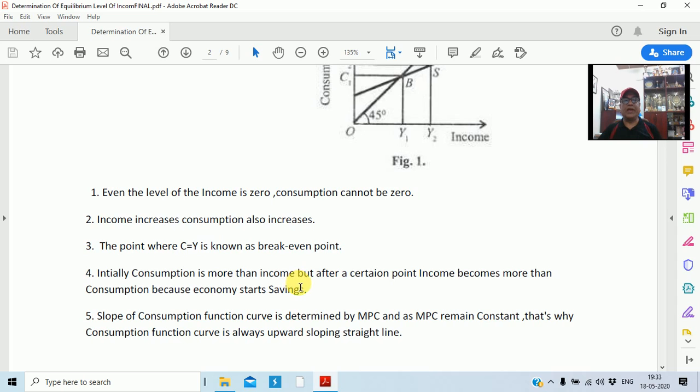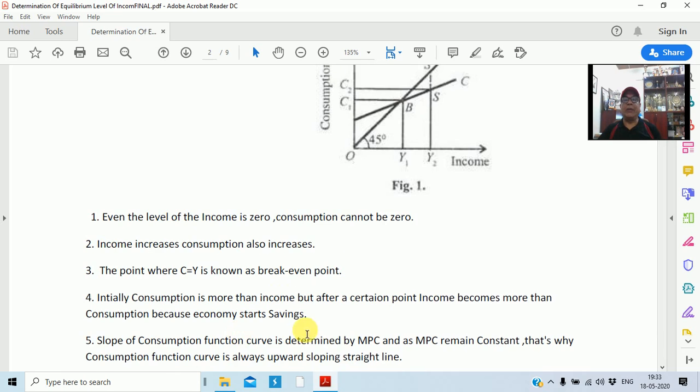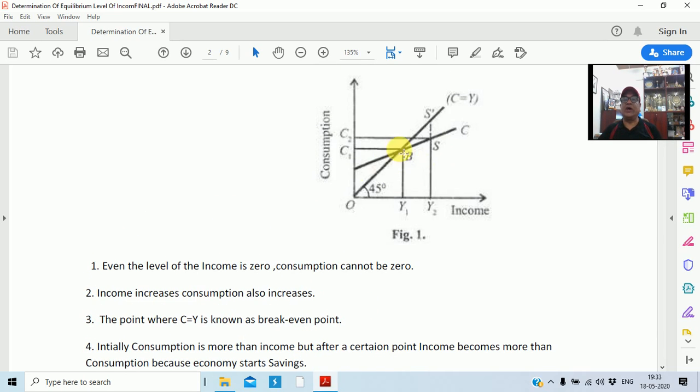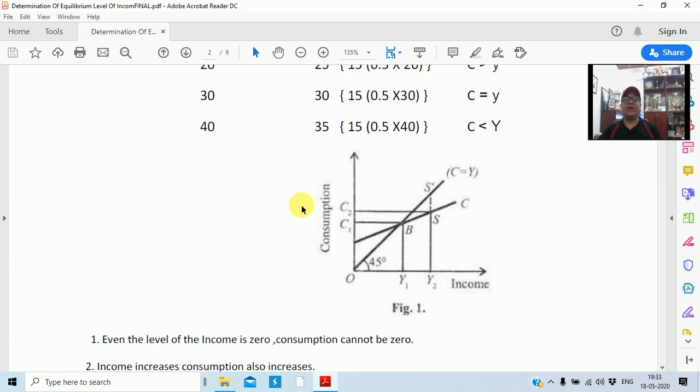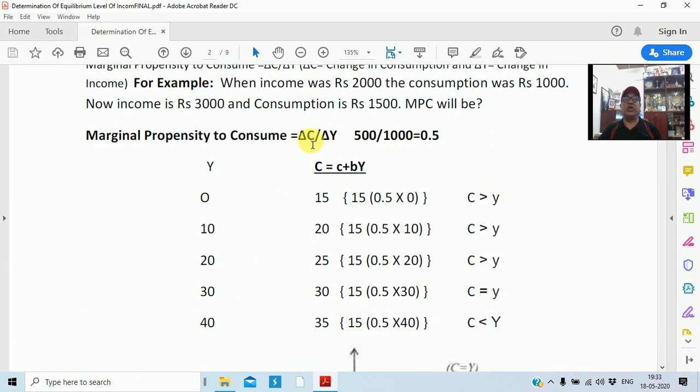Consumption is more than income, but after a certain point, from point B onward, income becomes more than consumption. Why? Because the economy starts saving, right? And who determines the slope of the consumption curve? The slope of consumption depends upon change in consumption due to change in income. That is called MPC. So who determines the slope of consumption curve? MPC. And here you see, MPC is constant, 0.5.